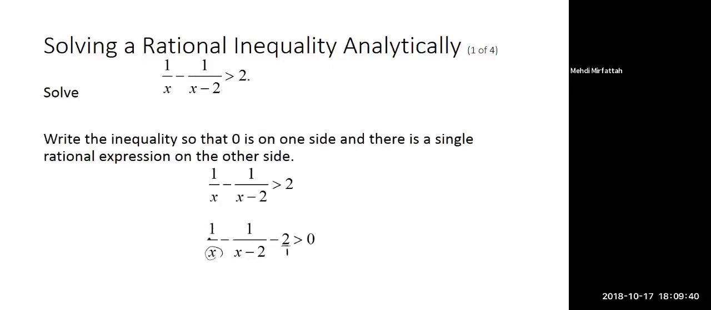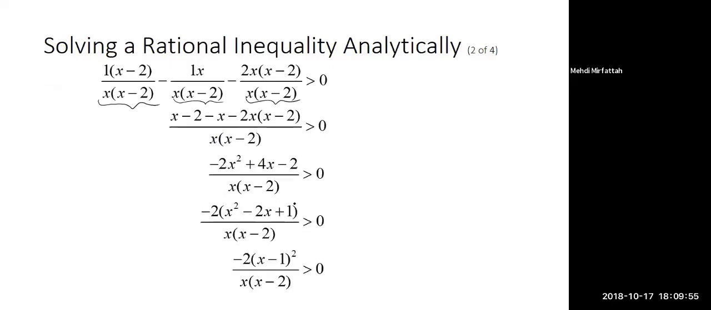So I need to multiply this first term by what's missing? X minus 2 over x minus 2. Multiply the second term by what? X over x. Multiply the third term by what? Both x times x minus 2, right? So I multiply the third term by x times x minus 2, the second term by x over x, and the first term by x minus 2 over x minus 2. Now I can combine these.